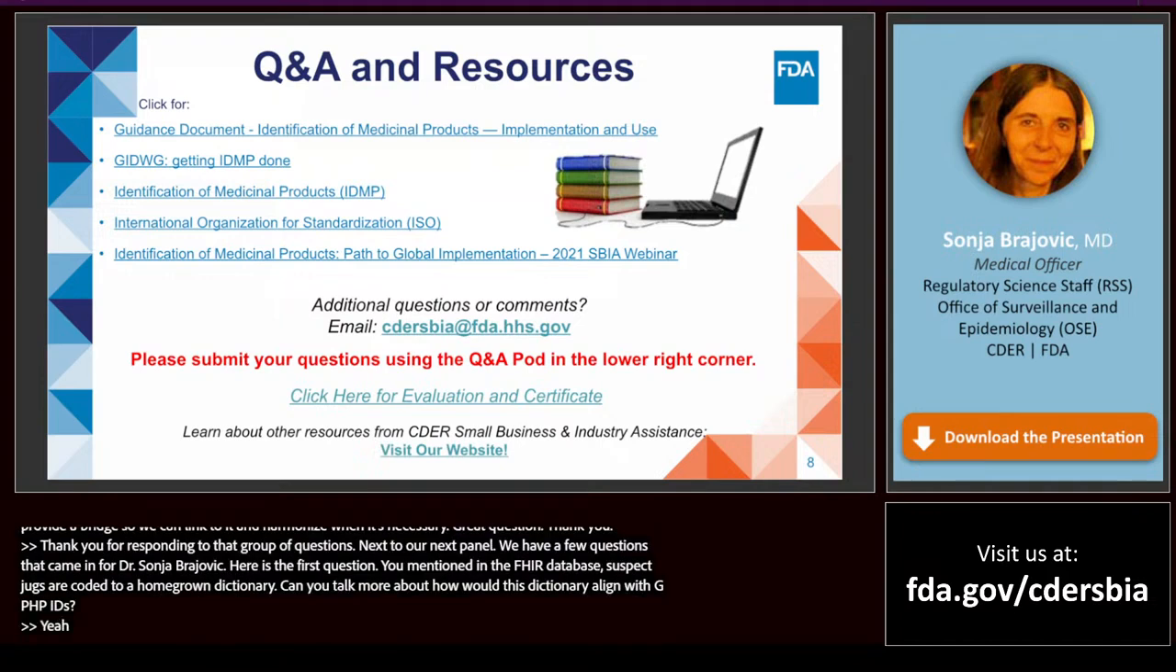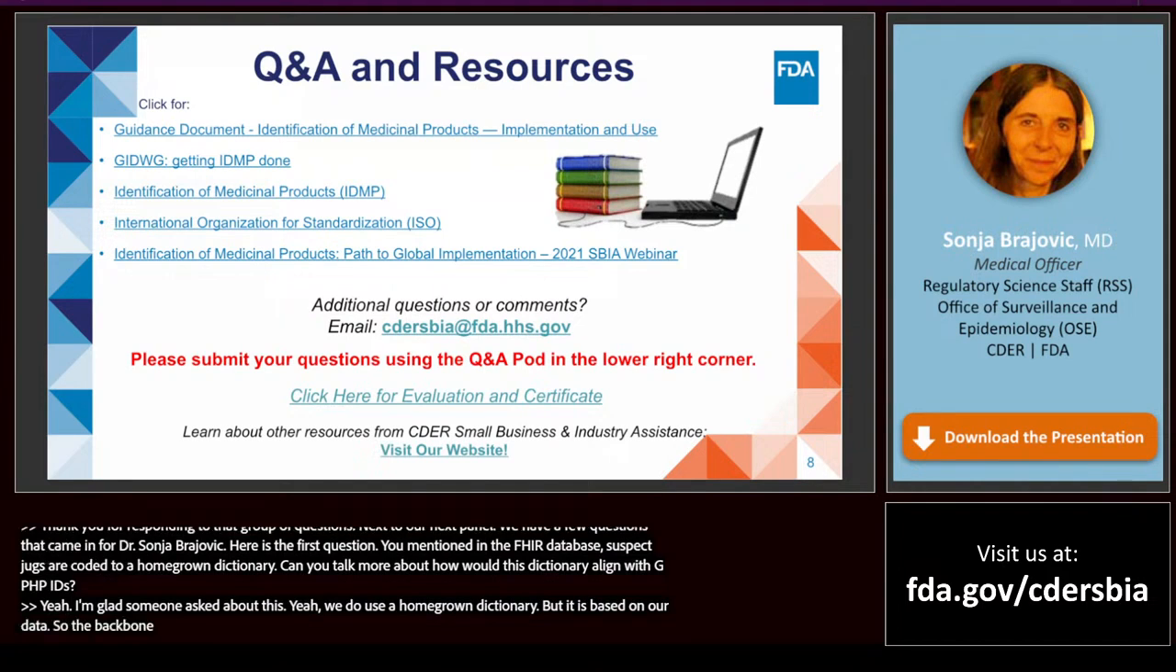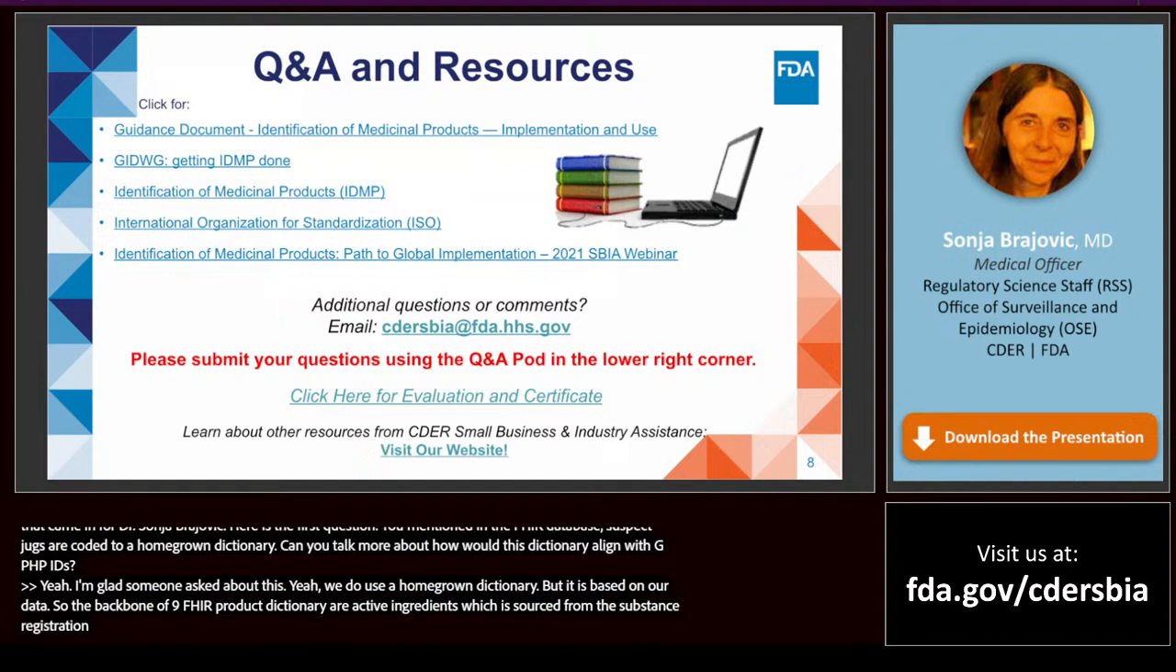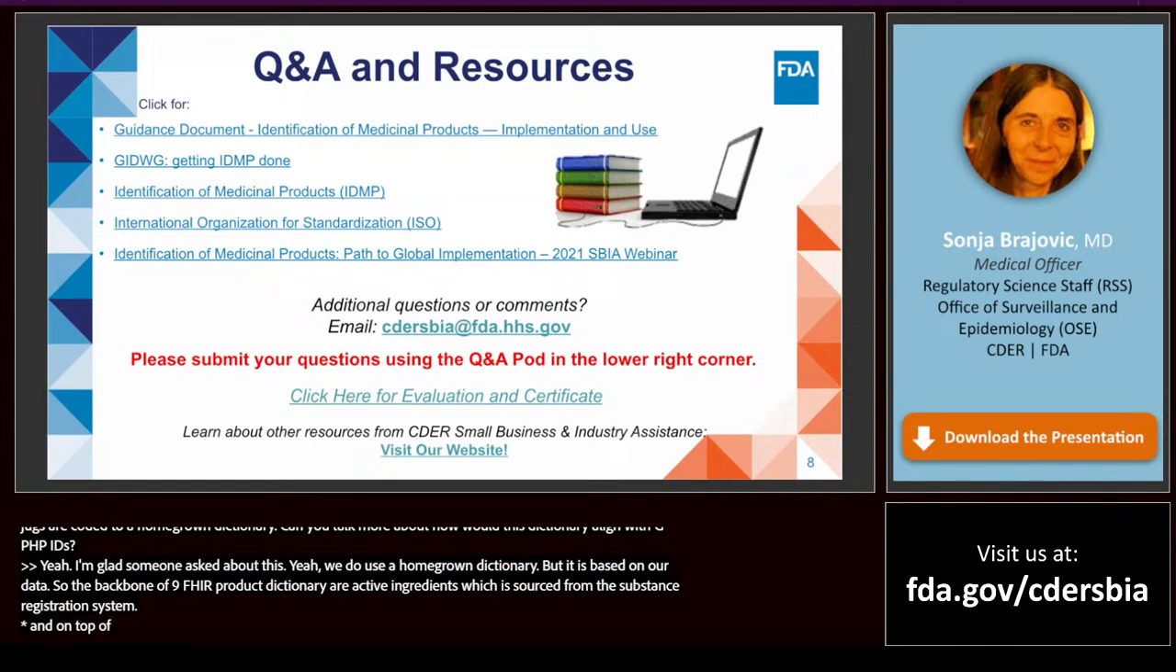Yeah, I'm glad someone asked about this. We do use a homegrown dictionary, but it is based on our data. The backbone of the FAERS product dictionary is the active ingredients, which we source from the substance registration system. So these are UNII ingredient data, right? And then on top of that, we layer the product name and the product attributes data as sourced from the structured product labeling.